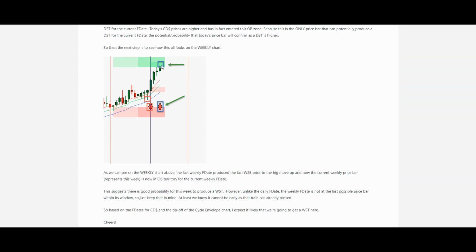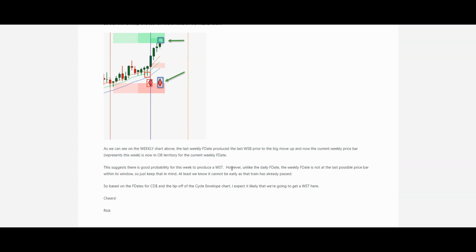So anyway, we're looking at a weekly swing top highly likely to occur for this F date here, and the potential is very good that it will be this week's high, okay? And I also mentioned the caveat. I said, unlike the daily F date, the weekly F date is not at the last possible price bar within its window, so just keep that in mind. At least we know it cannot be early as that train has already passed. Yeah, the last bar can't be it. So now the odds go up even higher as we move through that window that's indicated here.